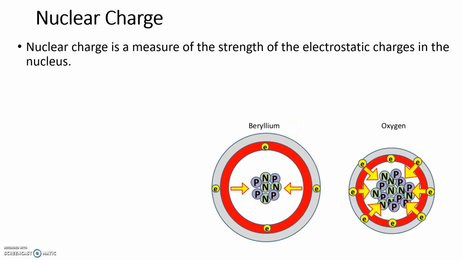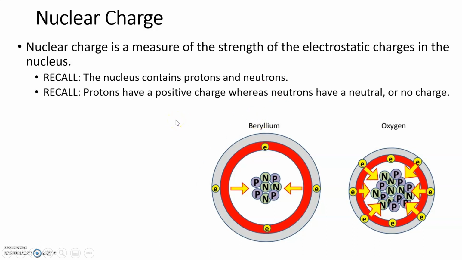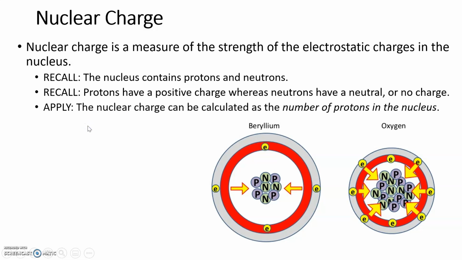All right, taking a closer look at nuclear charge. Nuclear charge is, again, as we mentioned just a second ago, the strength of the electrostatic charges in the nucleus. What does that mean? Well, remember the nucleus is made up of protons and neutrons. And remember that protons have a positive charge, while neutrons have no charge at all. So in essence, the nuclear charge is how many protons are in the nucleus.